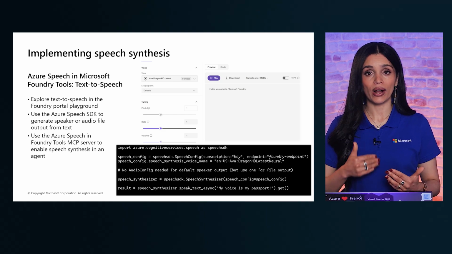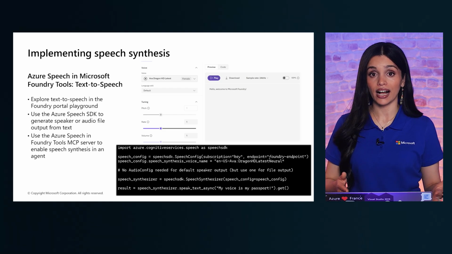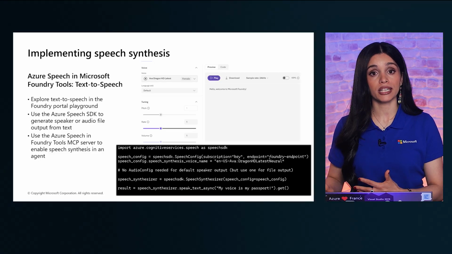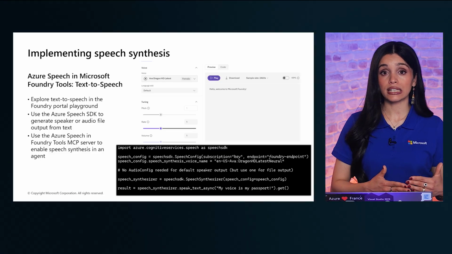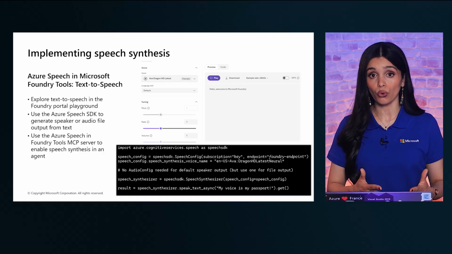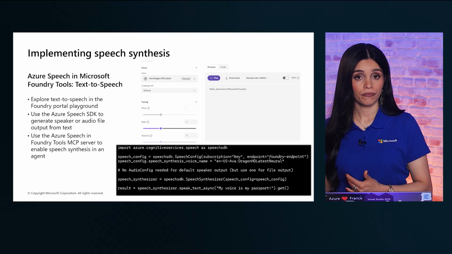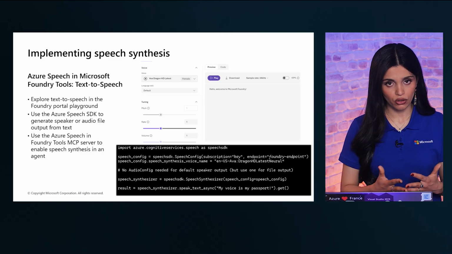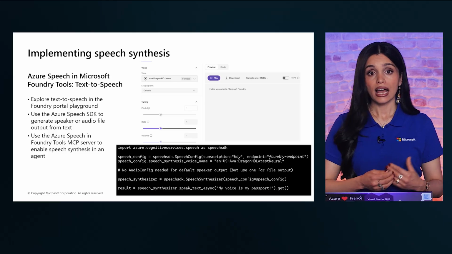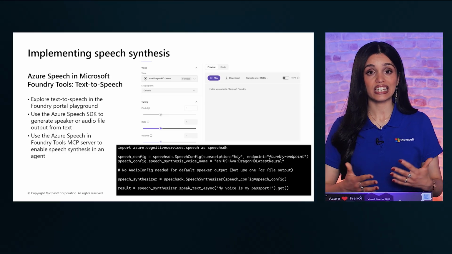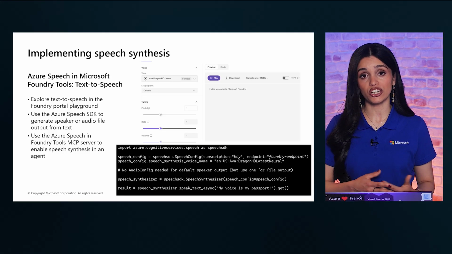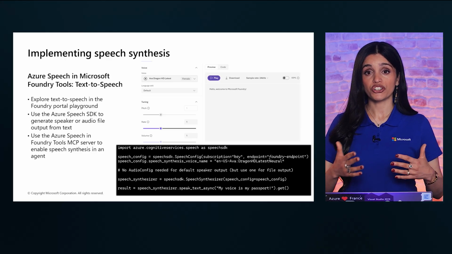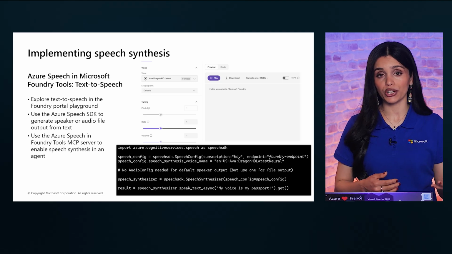Finally, Alex takes one step further by adding an AI agent using Foundry through the Model Context Protocol, or MCP. Alex connects Azure Speech Synthesis as a tool the agent can use. Now, the agent can decide when to speak. For example, the agent confirms booking details, answers a follow-up question, and then reads the response aloud as part of a conversation. Speech synthesis becomes part of an agentic workflow, not just a separate feature.